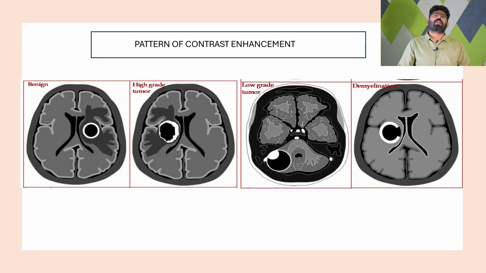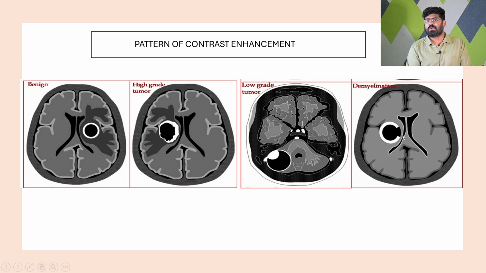Coming to the pattern of enhancement of the ring, it depends upon the pattern of enhancement that we differentiate the lesions. It will be helpful for the differential diagnosis. In a benign abscess, you will see a smooth ring. If it is a neoplasm, you will have a thick, irregular, nodular kind of enhancement of the wall. If you see a cyst with a mural nodule, it is mostly seen in the posterior fossa in children, pilocytic astrocytoma, all those kinds.